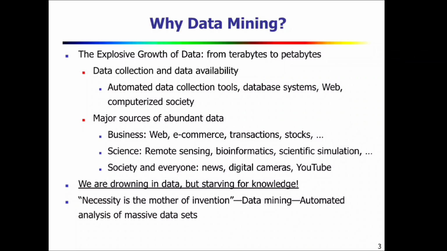So data collection and availability: automated data collection tools are there, database systems are there, a web computerized society is there. These are the huge collection of data sources. Major sources of abundant data are business websites, e-commerce websites, online transactions, stocks, etc. From the science domain, it is remote sensing, biometrics, geospatial data, scientific simulation like NASA used to do. And from society and everyone, like social media, news, digital cameras, YouTube. So an abundance of data is available.